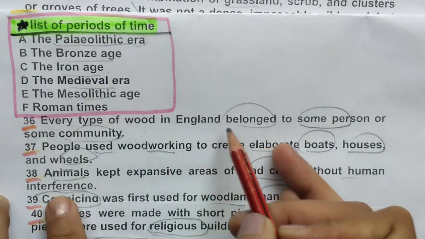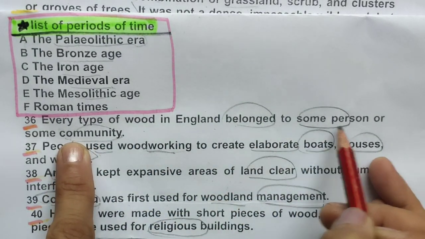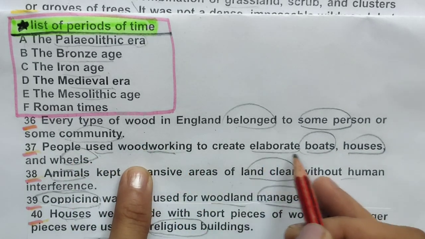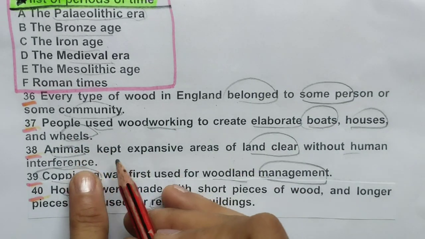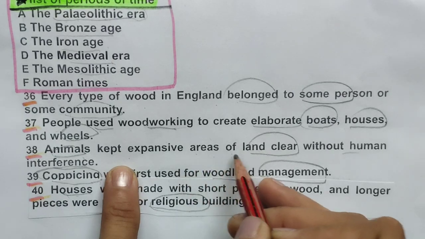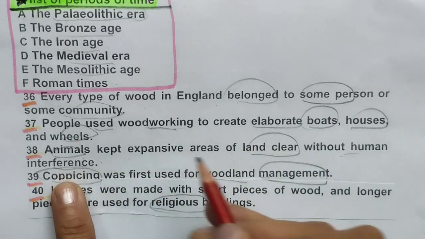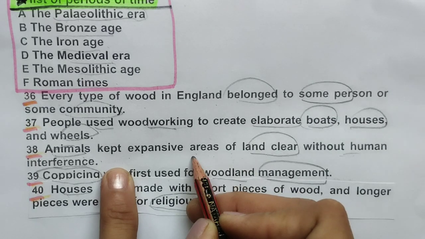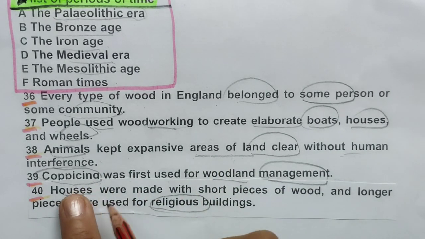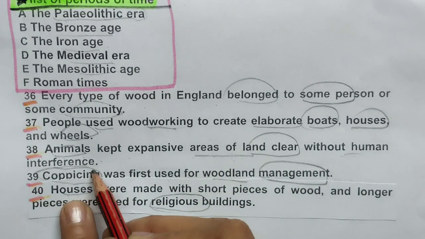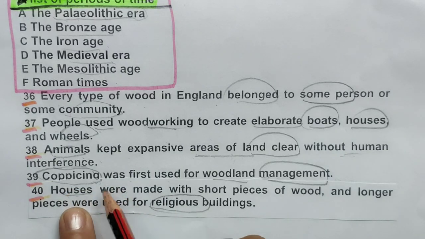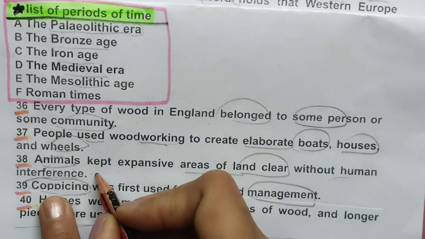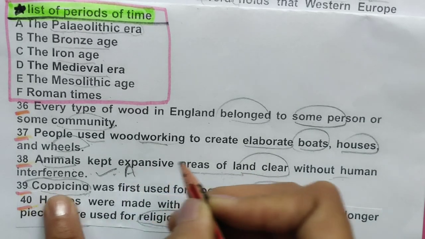Every type of wood belonged to some person or some community. Nothing was explained like that. People used woodworking to create boats, houses. No, nothing was there. Animals kept expensive areas of land clear without human interference. Animal creatures they were talking, and grassland also they were talking. So might be this answer. This word was also not there in that paragraph, and religious buildings were also not there. So we will select this A number.